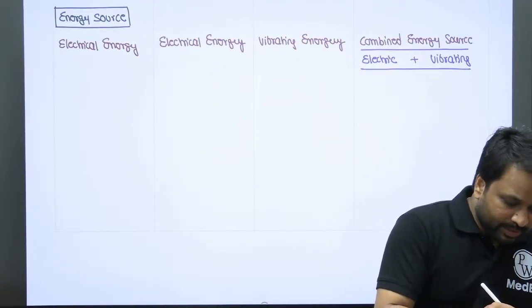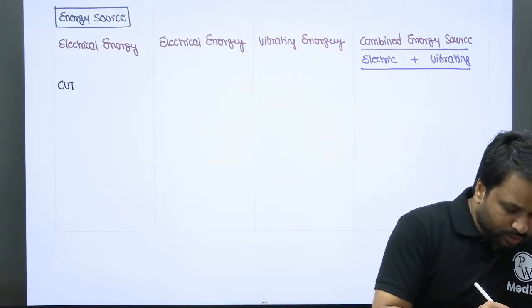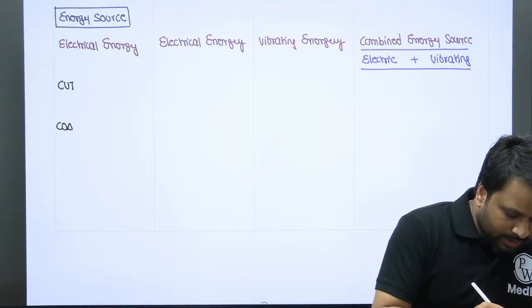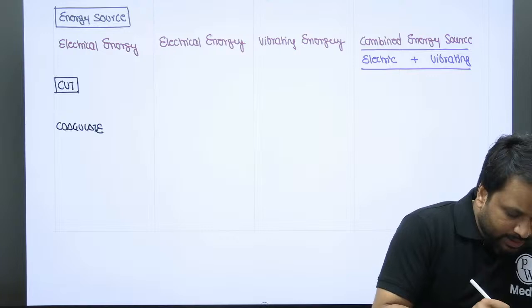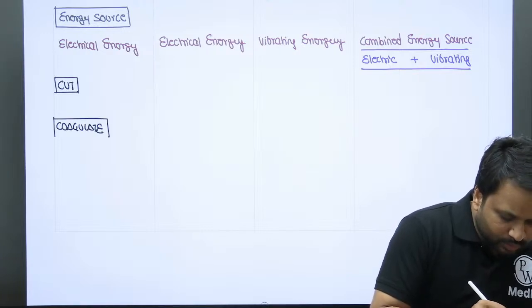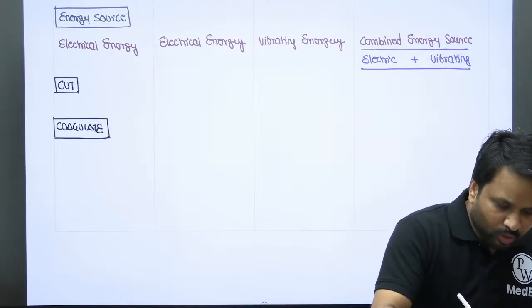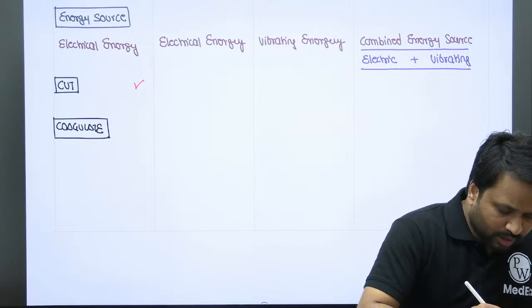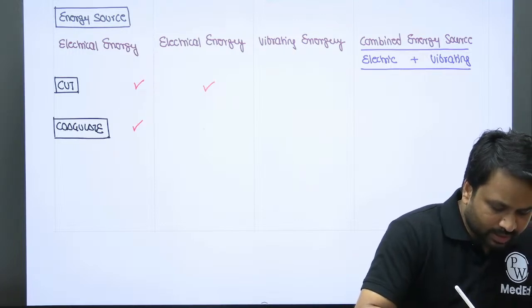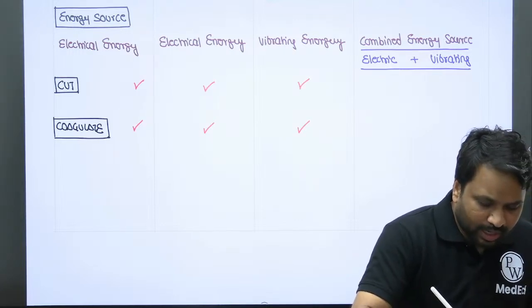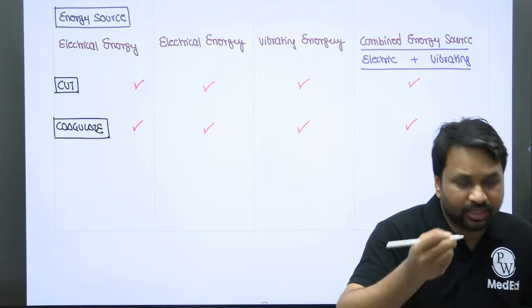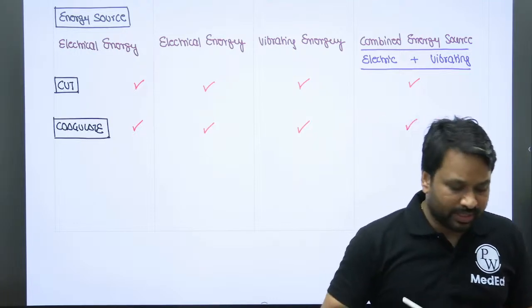Now their ability to cut through the tissue and to coagulate the tissue. Can this cut through the tissue and can this coagulate the tissue? Remember, all of them have the ability to cut as well as coagulate, let it be monopolar, bipolar, harmonic. The Thunderbeat second generation can also cut and coagulate as well.